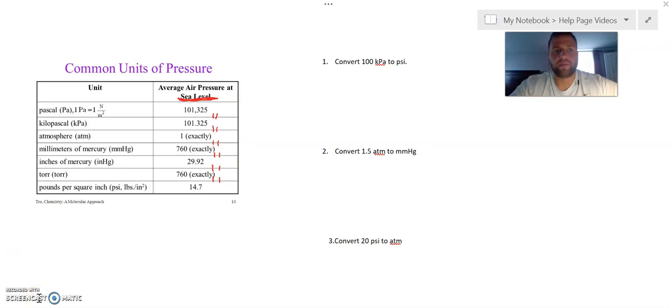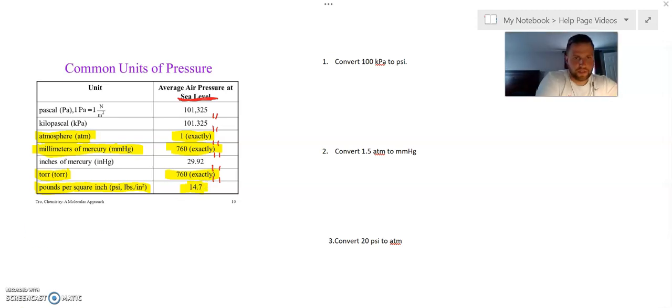Now we'll take our highlighter and we're going to highlight the pressure relationships that we specifically have to know for chemistry class. So something we'll have to definitely know is the atmosphere. There's that number. We'll definitely have to know millimeters of mercury. There's that number. Torr, believe it or not, is the same thing as millimeters of mercury. So we'll need to know that one. And then pounds per square inch, PSI, we'll need to know that one also.